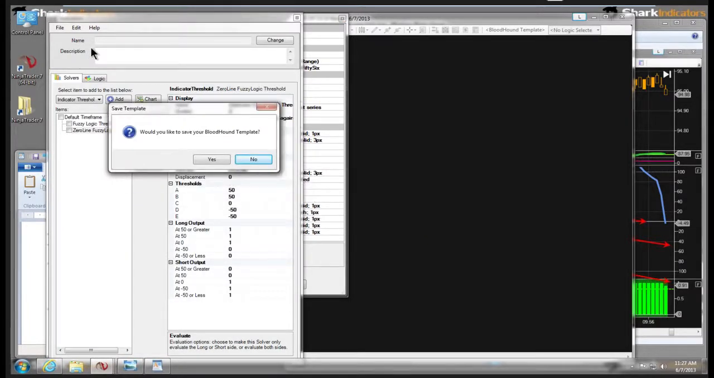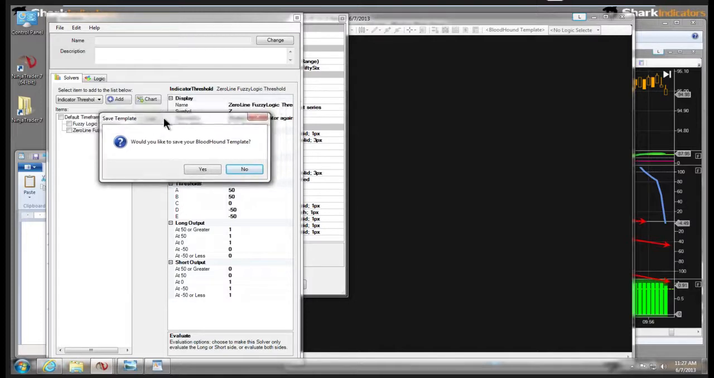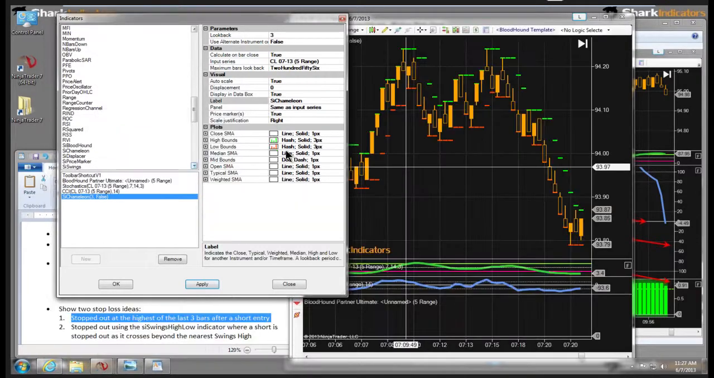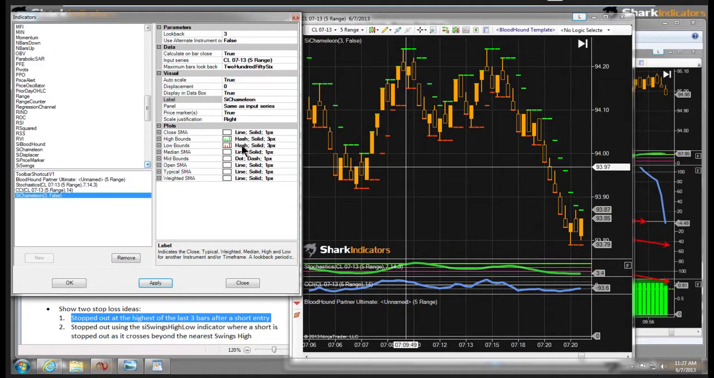And so, what's happening here? You can see I didn't put a name on this template yet, so I didn't name my BloodHound template. So BloodHound is just asking, do I want to name it? Because if I hit no, it's not saving this work to a file yet. But for now, I'm just going to hit no, and I'll go back and put a name on it in just a moment.